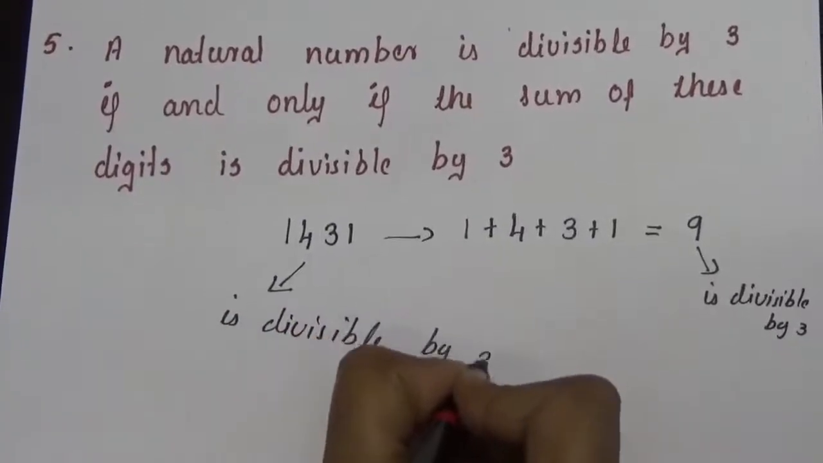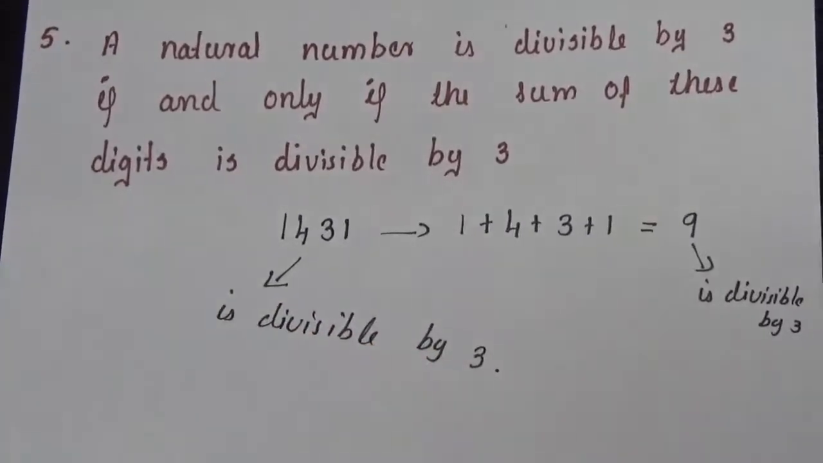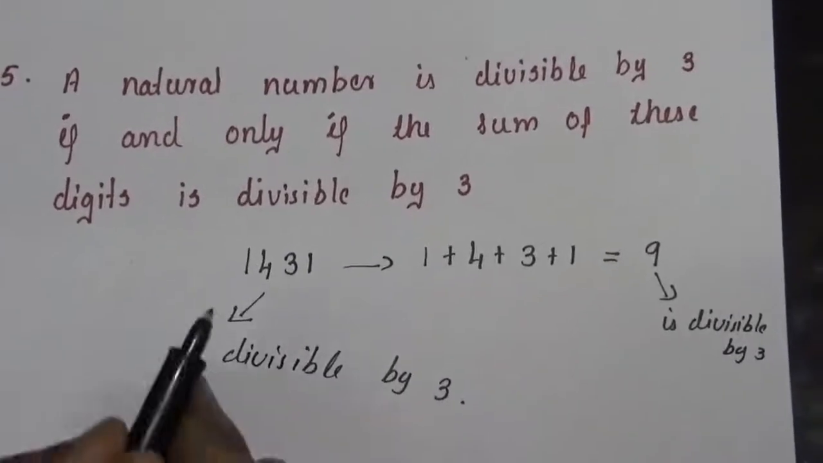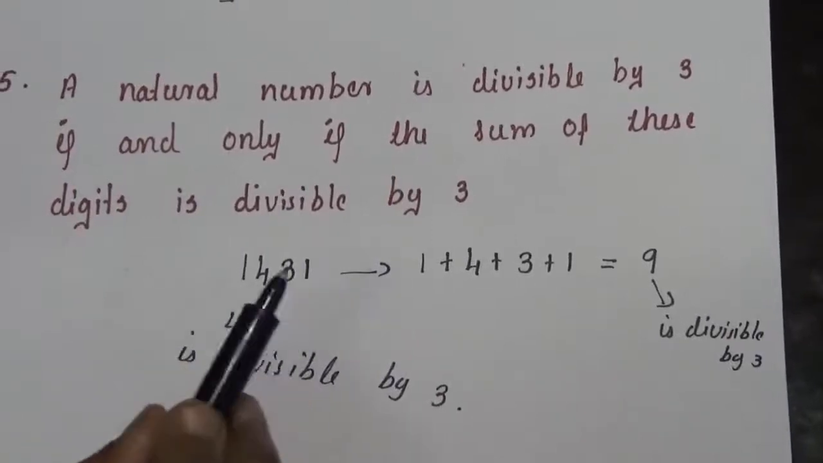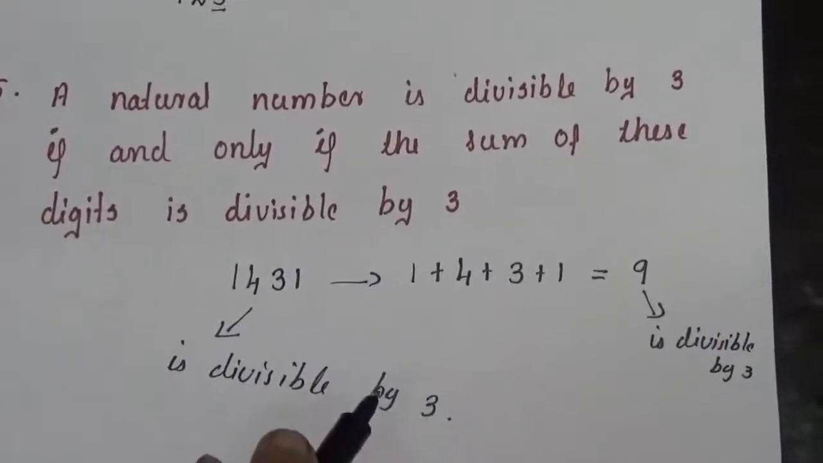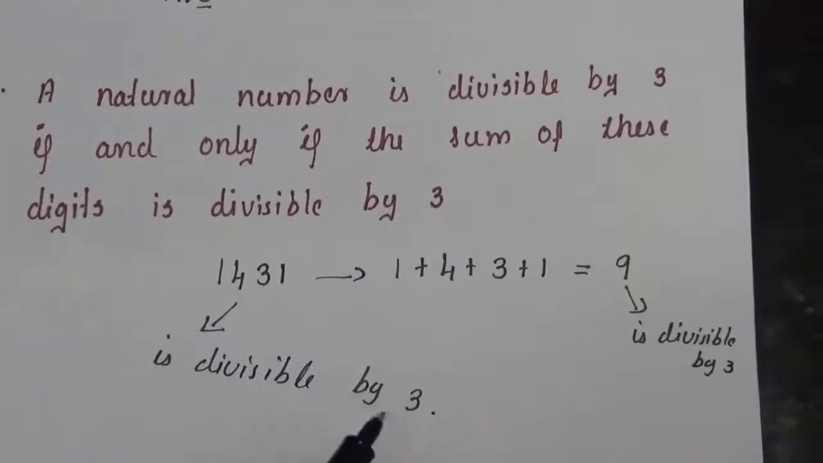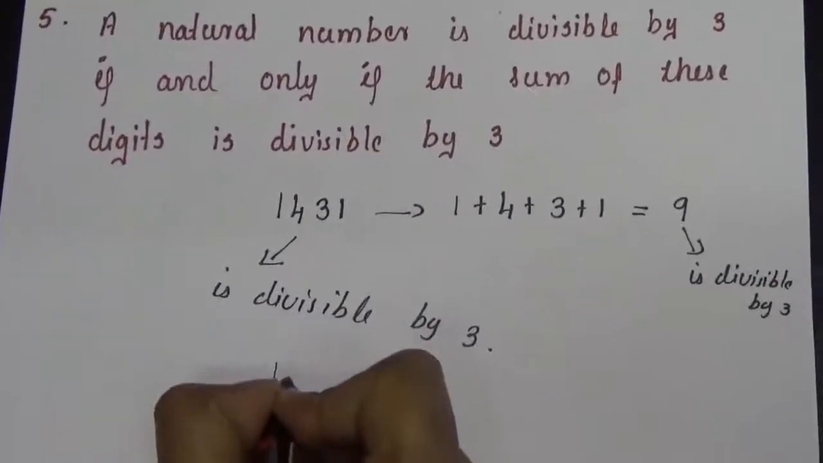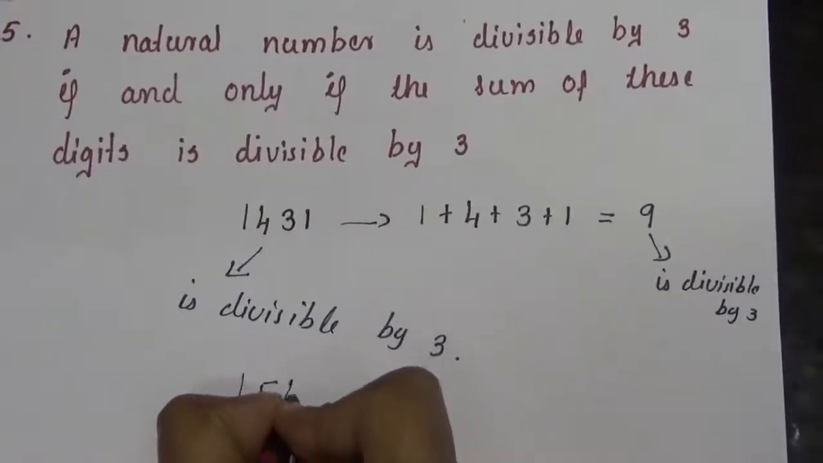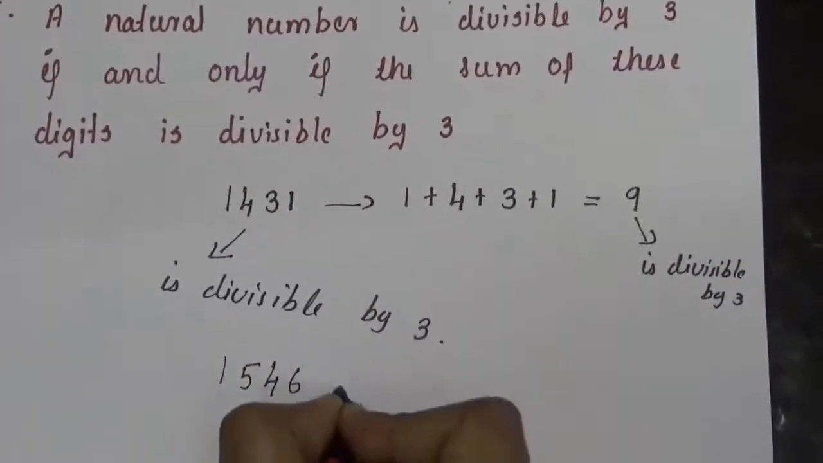Okay, so to check the divisibility by 3, you have to find the sum of the digits of the given number and check whether that sum is divisible by 3. Then we can say that the given number is divisible by 3. One more example, 1546. Check whether this number is divisible by 3.